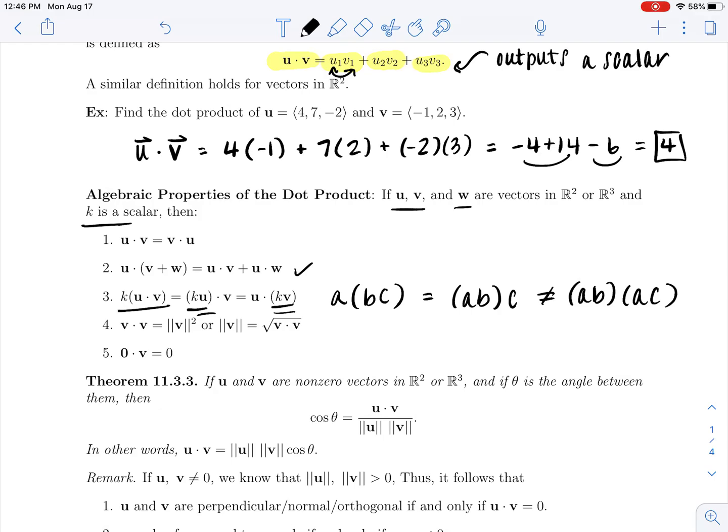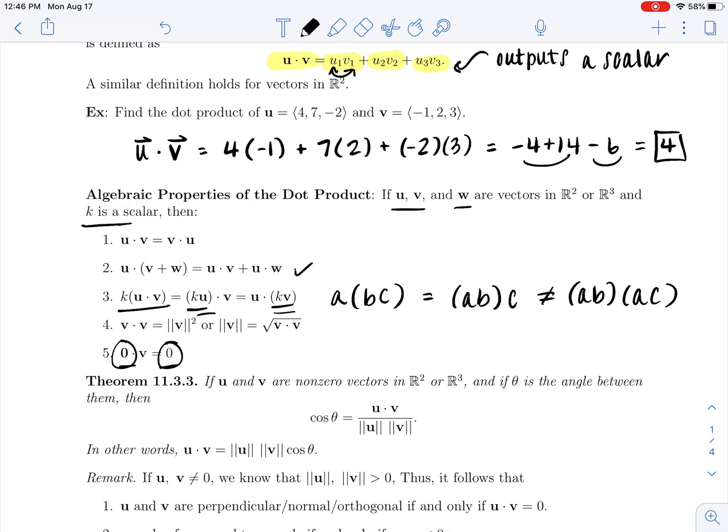Property 4 says that if you dot a vector with itself, you actually get the square of its magnitude. So they write that in two different ways. Either v dot v is the magnitude of v squared, or the magnitude of v is the square root of v dot v. So either way. And then of course, whenever you dot the 0 vector with any other vector, you get out the 0 scalar. So you'll notice that this first 0 is bold because that's assumed to be a vector. The second 0 is not bold because that's the scalar 0. All right, so most of those properties are not surprising. They're what you would expect.